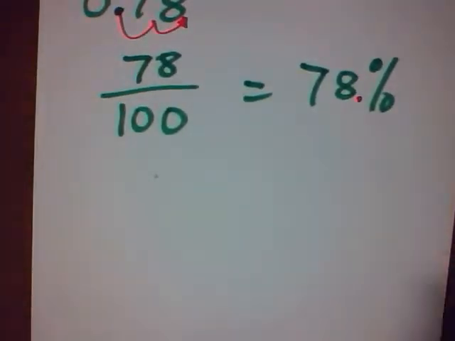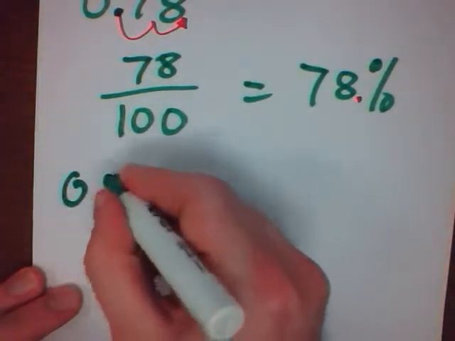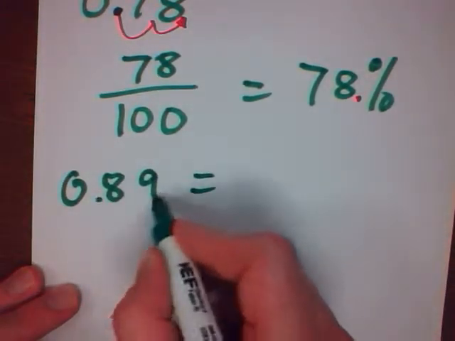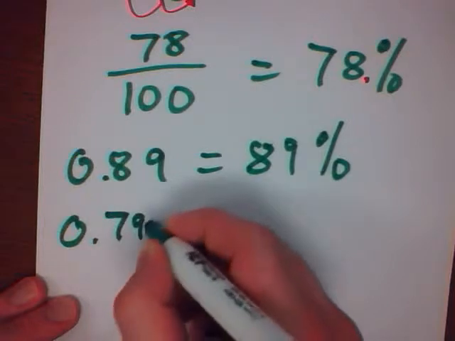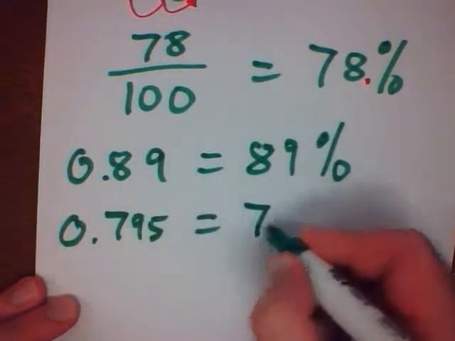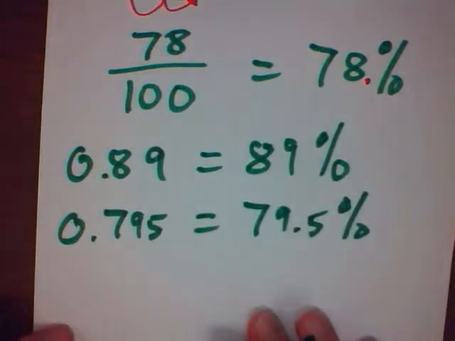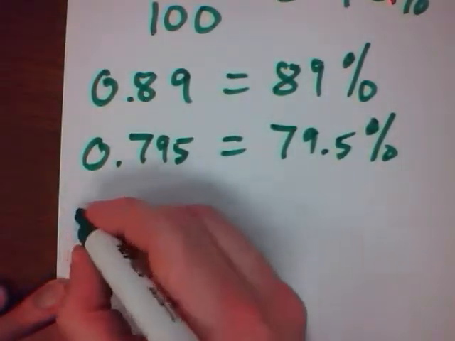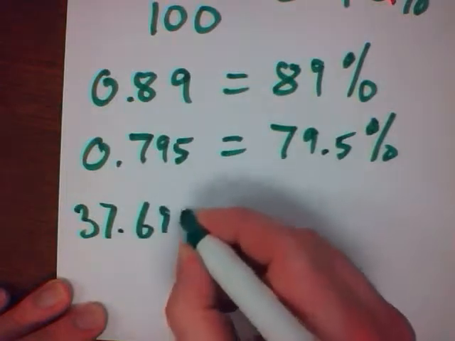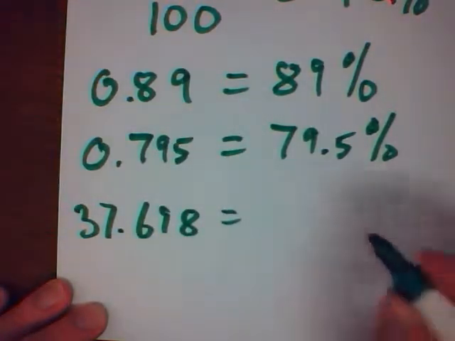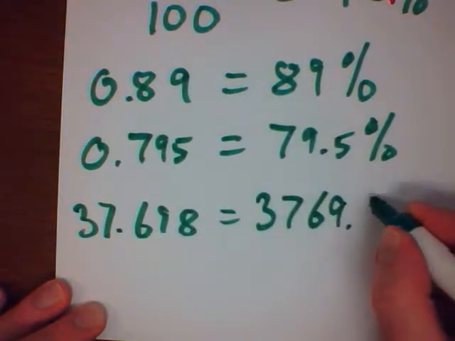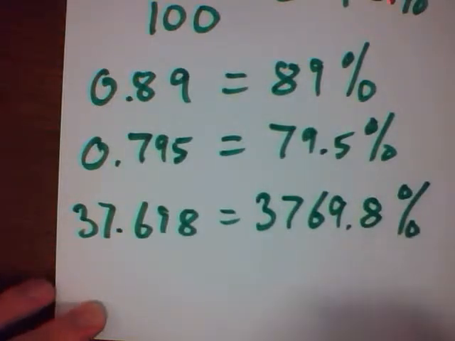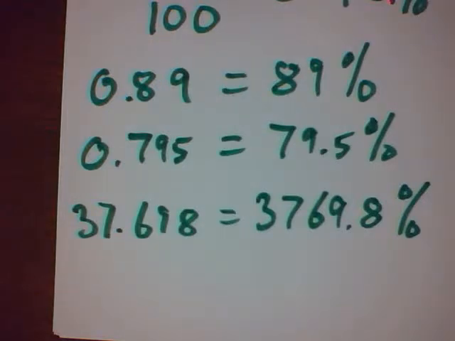Let me demonstrate what I mean with a couple more questions. Move the decimal over 2 spaces. It's 89%. If you have one like this, move it over 2 spaces. You have your percentage. If you have a number like this, move it over 2 spaces. You end up with 3,769.8%, which is actually possible to have, but actually quite rare. And that's how to convert decimals and fractions into percentages.